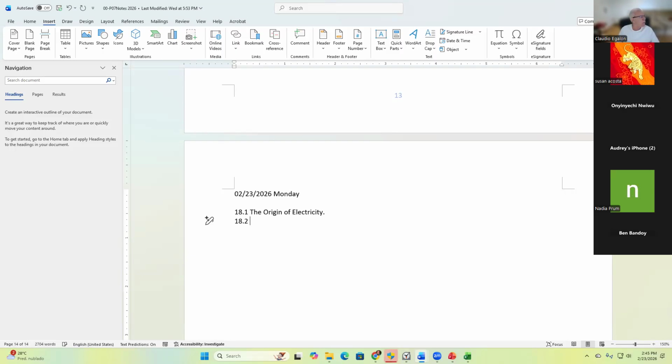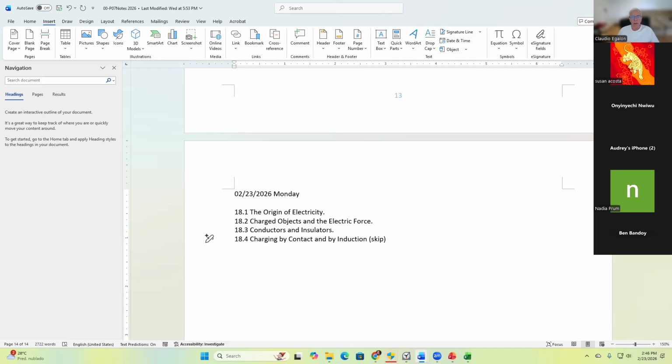The next one, charged objects and the electric force. Okay, we covered that, charged objects. And we also covered the electric force. 18.3, I mentioned conductors and insulators. The best conductor there is silver. The second best conductor is copper. 18.4 is charging by contact and by induction. I didn't mention that, so let's just skip it for now.